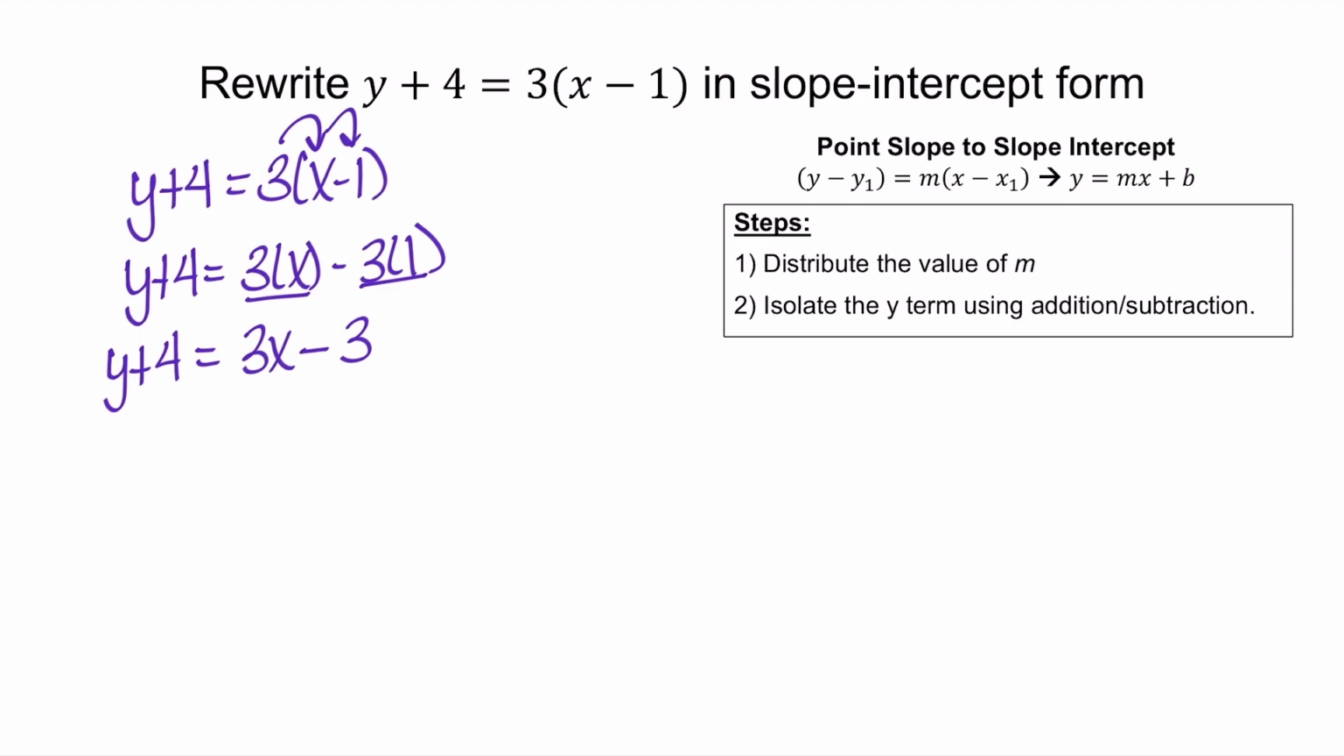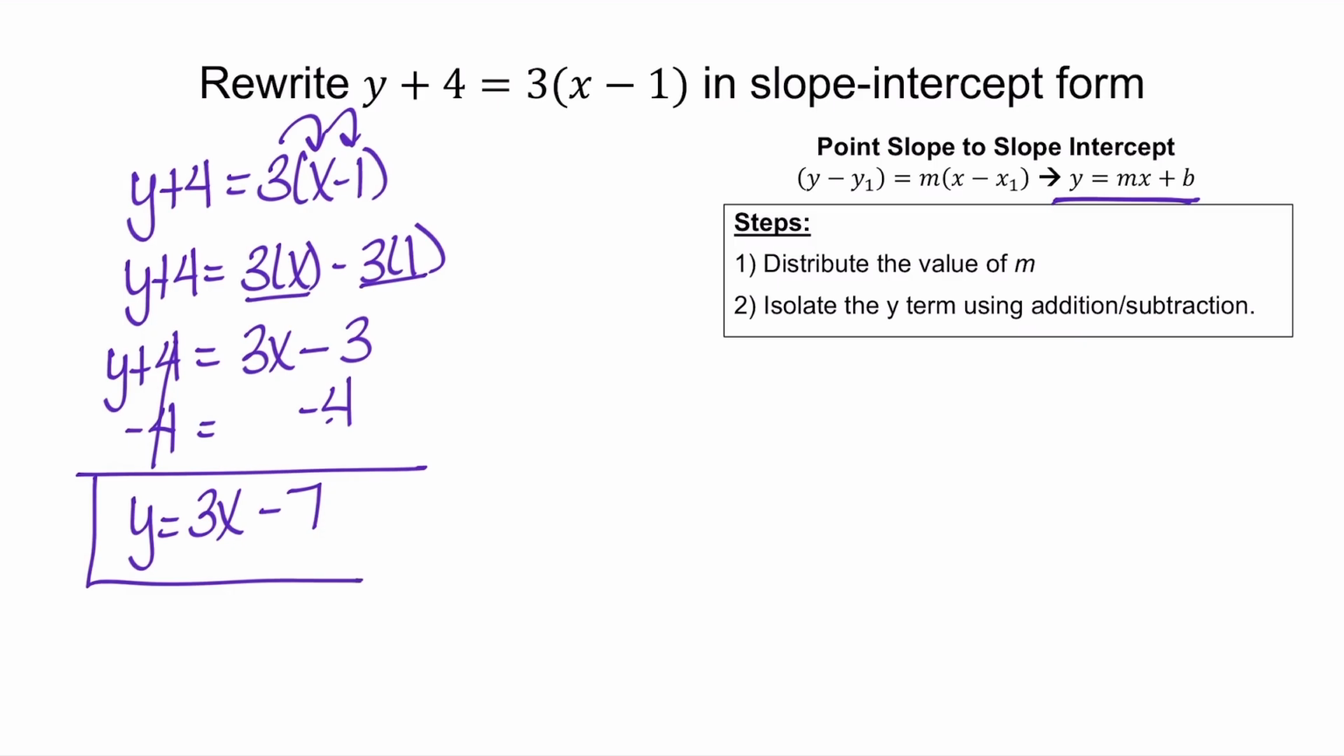Now let's try to get y by itself, because remember, that's what we need to do to get into slope-intercept form. We have plus 4, so we're going to do the opposite and subtract 4 from both sides. When we do that, on the left we're left with y equals 3x. We have minus 3 minus 4, so that is minus 7. So y equals 3x minus 7 is this equation in slope-intercept form.